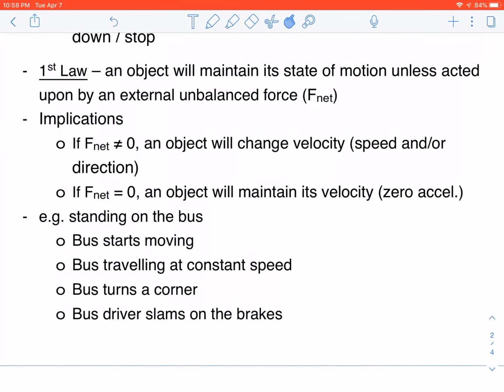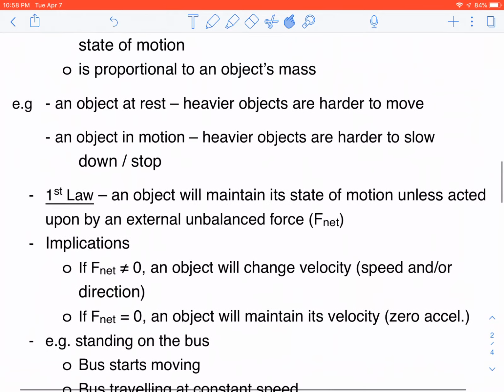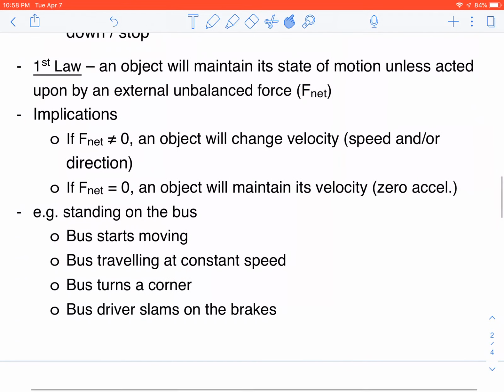Okay, so the first law, basically: an object will maintain its state of motion unless it's acted upon by some external unbalanced force. Unbalanced force means there's a greater force in one direction than in the opposite direction. Now, that's the first law. So we're talking about inertia. Inertia is the tendency of an object to maintain its state of motion. It says an object will maintain its state of motion unless something causes it to change its motion.